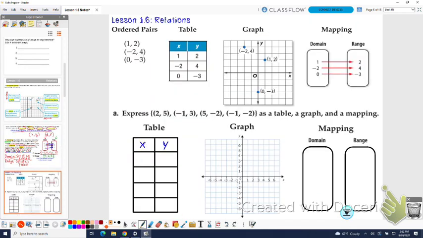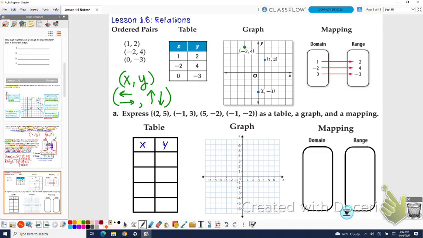Okay, so here are the 4 ways to represent a relation. Remember, ordered pairs are x comma y. You can see that in a table format, the same ordered pairs just as a table. Graphing them, remember your x value starts either going left to right and your y value is either up or down. So to get to -2, 4, we had to go left and then up. And then there's your mapping diagram.